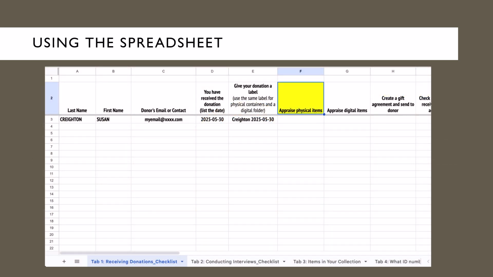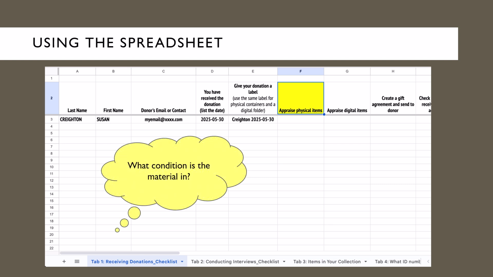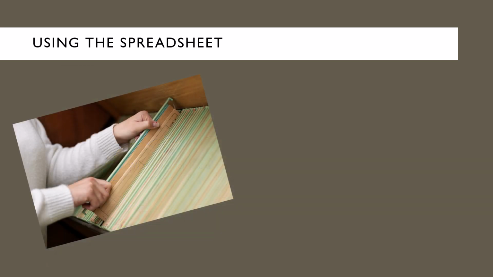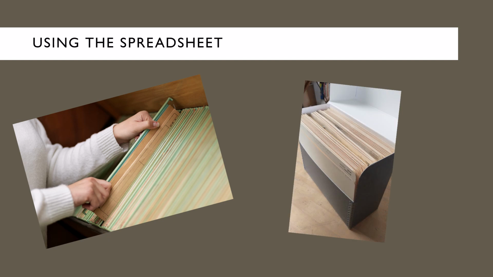Column F in the spreadsheet says Appraise Physical Items. In general, this means going through anything physical that you've received to check what condition it's in and whether there's any damage to it that requires any special care or preservation steps right away. Later in the process, you'll be storing material in archival quality folders and boxes to help preserve it. But for now, in this first pass, you're doing triage on anything that needs immediate care.